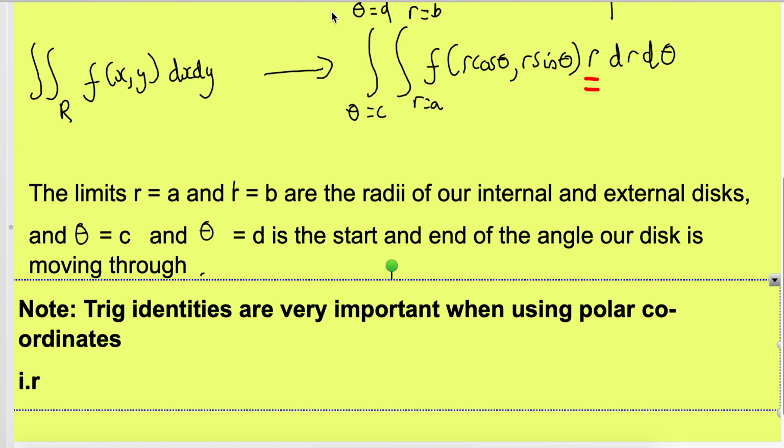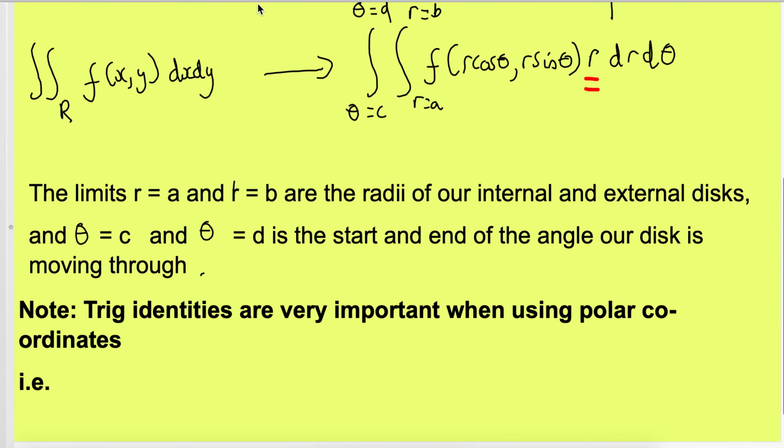I'll just do a wee aside. For example, it is impossible, or pretty much impossible, to integrate certain things. If I end up at any point with either sine squared theta, or cos squared theta, or cos theta sine theta, or sine theta cos theta, I can't integrate those like that.